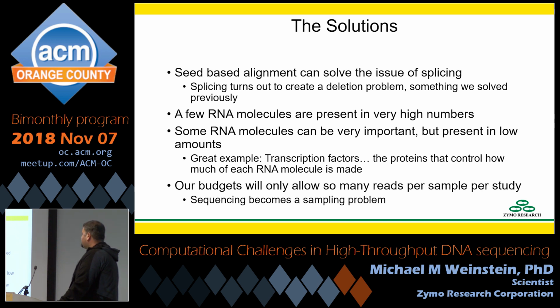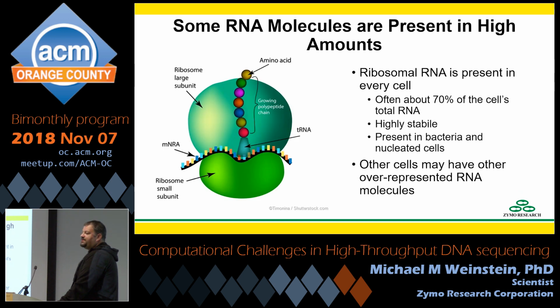So few RNA molecules are present in very high numbers. The ribosome is the thing that converts RNA to protein. The ribosome has its own special RNA in it called a ribosomal RNA. In any given cell, you'll find about 70% of the cell's RNA is ribosomal. This problem can be very annoying because you'll lose 70% of your read depth. This is not dealt with computationally. This is actually dealt with on a molecular basis. There are different treatments available to get rid of the ribosomal RNA using different methods.